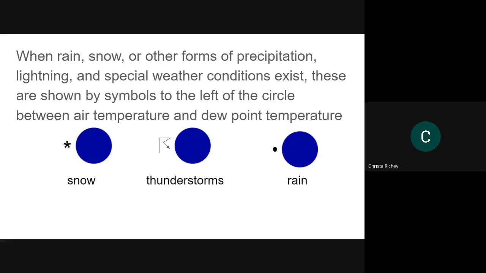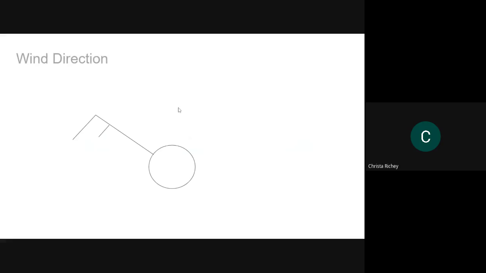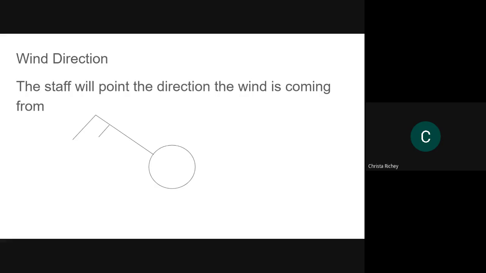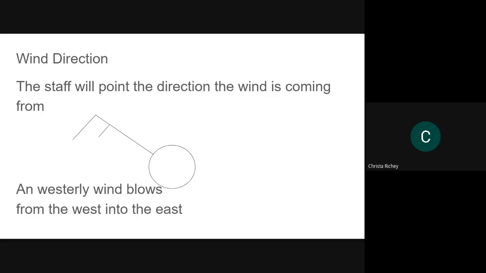We will do winds next. Winds is the last thing on the front of this page. Winds. Remember, the staff is pointing to the way the wind is coming from. This is representing a northwesterly wind. It's blowing the opposite way, so this would be blowing towards the southeast. And this is not saying that this is a westerly wind. Just keep in mind that the direction that the staff is pointing is the direction the wind is coming from. It's really blowing the other way.